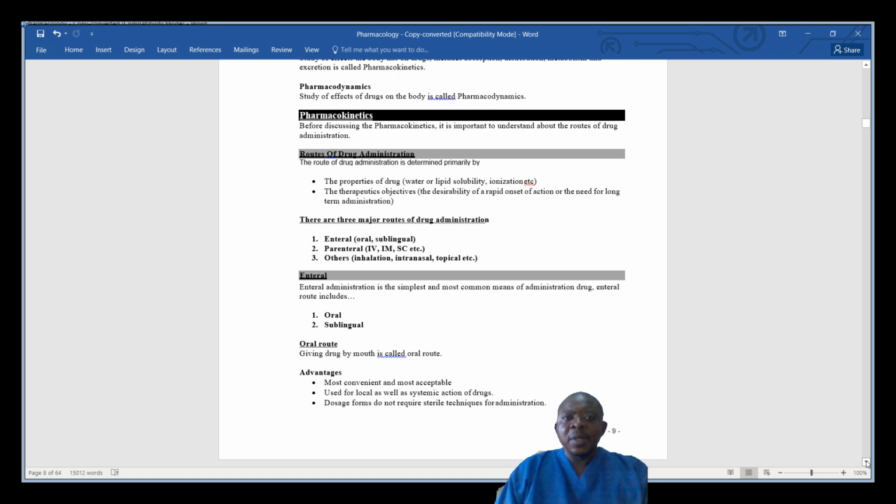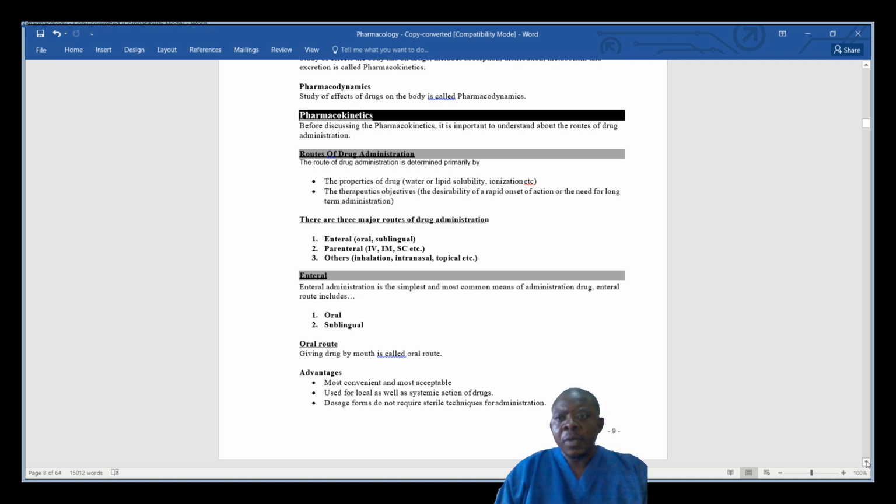So basically, the routes are enteral, parenteral, inhalation, and others, and topical. What is important to note is that the route of drug administration is important for us to estimate the property of the drug. That is, is it water soluble, lipid soluble, or is it ionized? It is also important in determining whether the therapeutic objective is going to be achieved as we are giving this drug. Because there are some drugs that can be destroyed by enzymes within the GIT, so we will not give them through the GIT, we'll give using different routes. Certain drugs also cannot be made to pass through a certain route because they may cause toxicity.